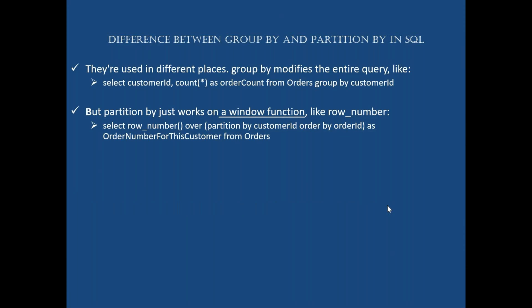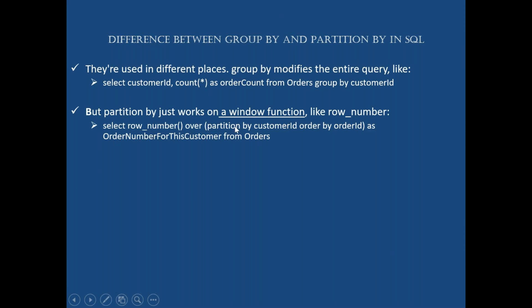So remember, group by and partition by are used in different places. Group by modifies the entire query, like select customer ID, count of star as order count from orders group by customer ID, meaning I can group by the customer ID and get how many orders this particular customer has purchased. Count of star means for that particular customer how many records we have. Each record indicates one order, so we can come to know the total orders this customer has purchased. But partition by just works on window functions like row number.